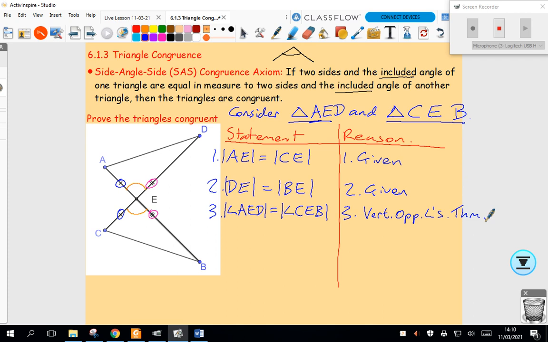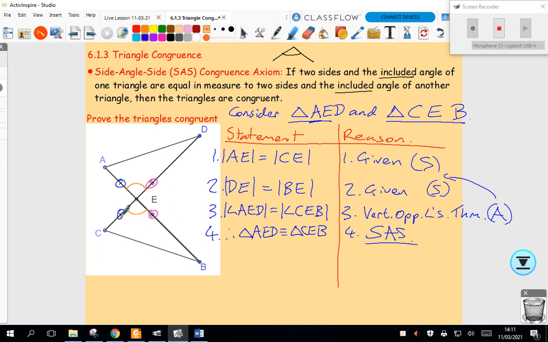Okay, notice we've got two sides and the included angle, that angle is included. It's actually in between those two sides. That's the key detail. So statement number 4 is my conclusion. Therefore, the triangle AED is congruent to the triangle CEB. Okay, and my reason here is my side-angle-side congruence axiom. We've shown this side is congruent to this side, this side is congruent to this side, and this angle is congruent to this angle.